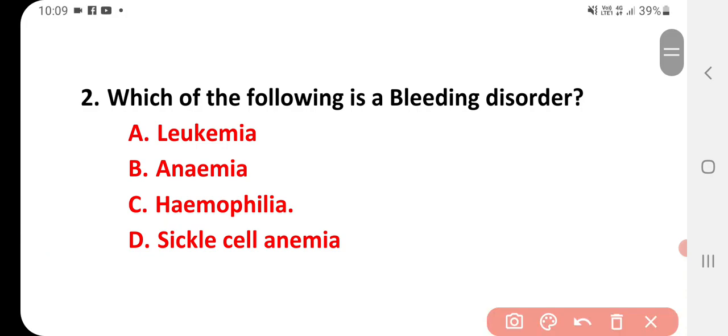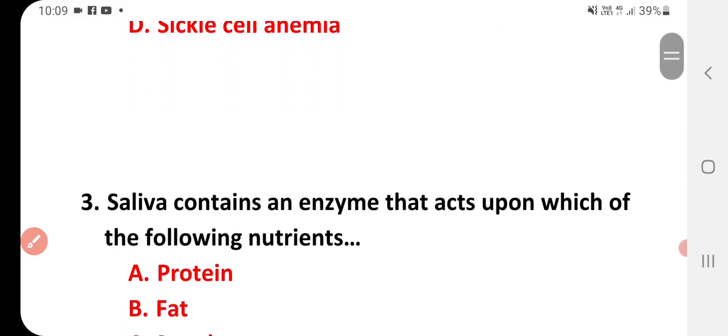Second, which of the following is a bleeding disorder? Leukemia, anemia, hemophilia, sickle cell anemia. So hemophilia is a bleeding disorder. Option C is the right answer.